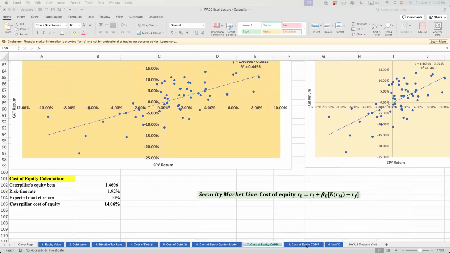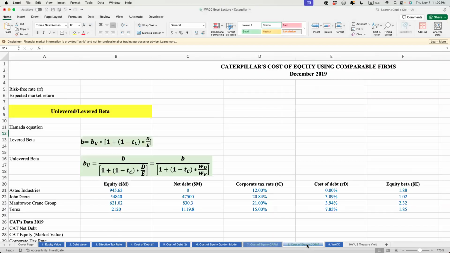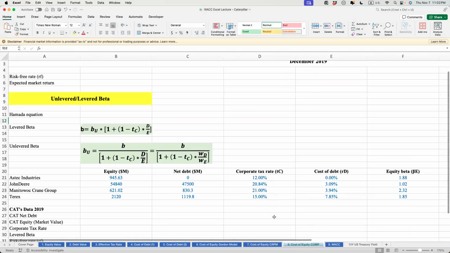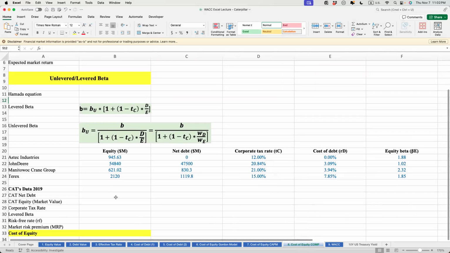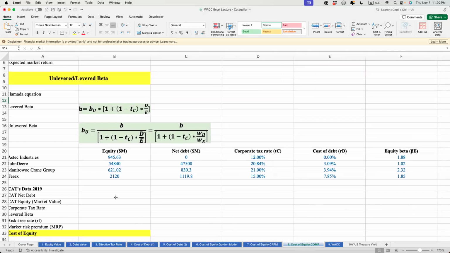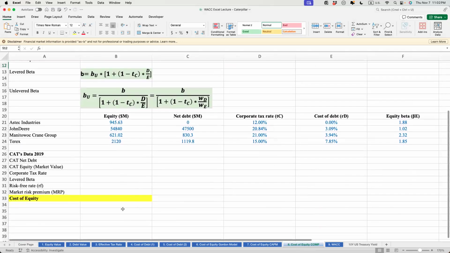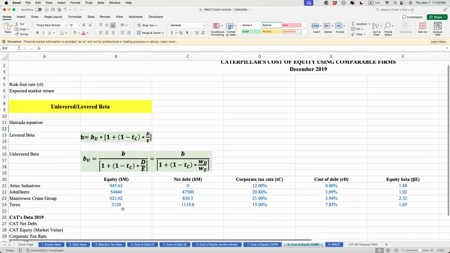We can estimate the cost of equity with the comparable firms method. For some companies, you may not have the information to estimate the beta, or specifically, if you have a company you're trying to analyze and you don't have their stock price because they are not traded publicly, then how are you going to assess what the cost of equity is? So that's where this method comes into play.